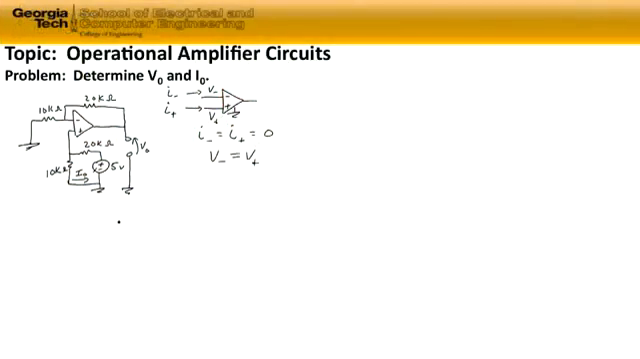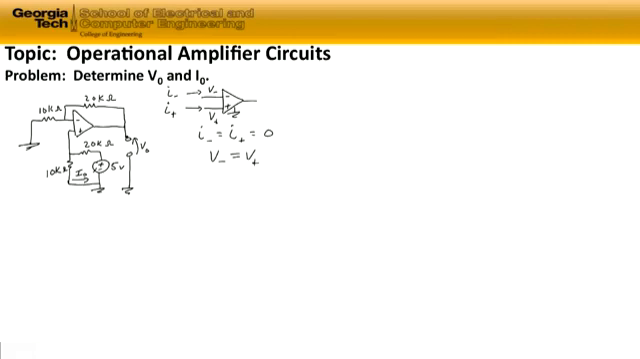The topic of this problem is operational amplifier circuits, and the problem is to determine Vout and Iout in the circuit shown below. So we have a circuit that has one voltage source in it. It has a 5-volt source, and Iout is measured as the current in the bottom leg of our circuit in this configuration. Vout is the voltage measured at the output of our op-amp.